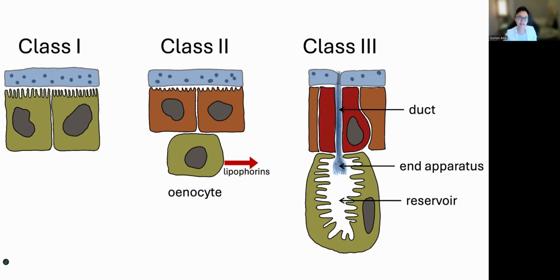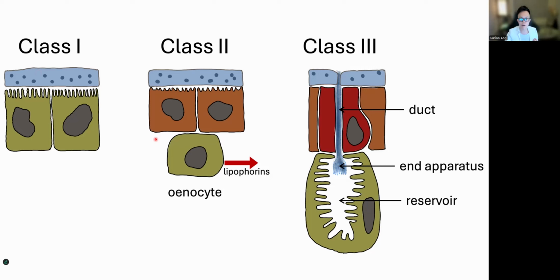You'll learn very shortly that there are three main classes of glands in insects. They're all in some way associated with the cuticle. Now, in this video, I'm just going to go through very, very briefly the three classes so you get an idea of how exactly they work.